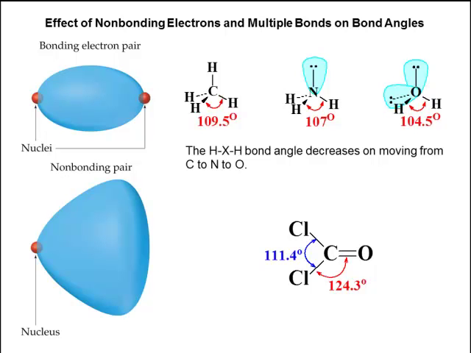Now, another thing we have to worry about then is double bonds. If I have a double bond, that means I have more electrons there. Well, more electrons means it's going to have more electrostatic repulsion. So wherever I have a double bond, it's going to push other bonds away from it further.